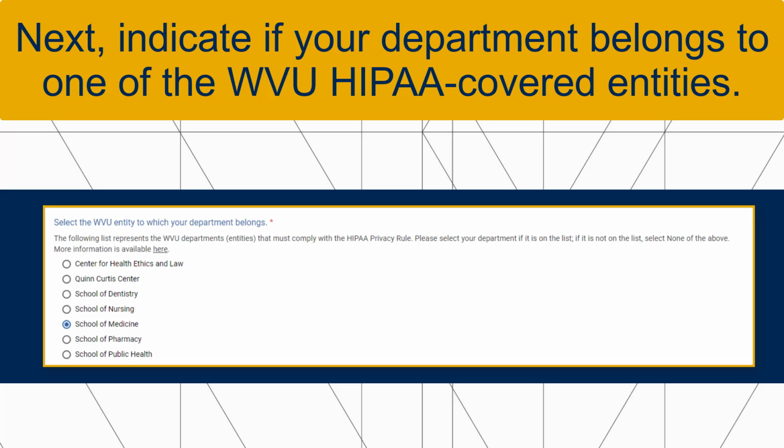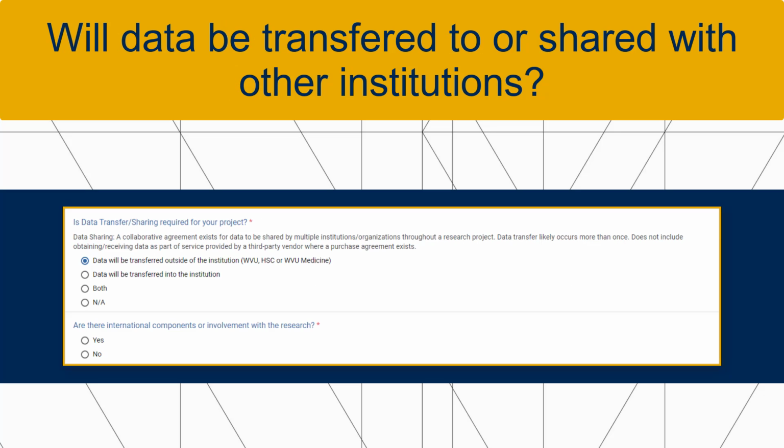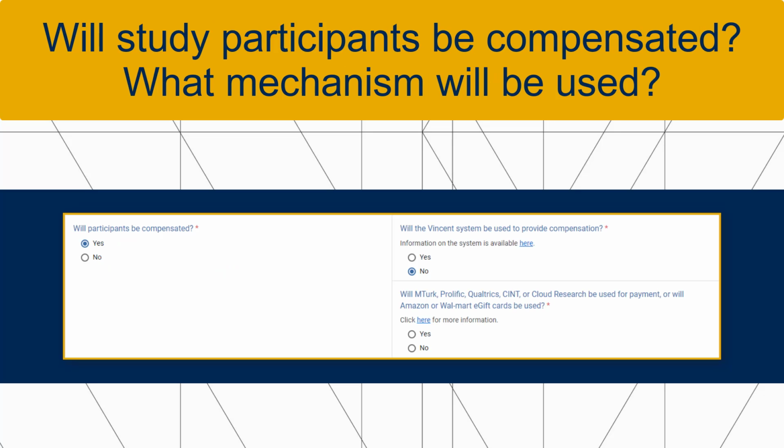In the next section, select your department if it belongs to one of the WVU HIPAA-covered entities. If your department is not listed, choose none of the above. You will need to specify whether data transfer or sharing will be part of the project activities and answer additional questions as needed. Will study participants be compensated? If yes, select the method of compensation that will be used. Additional approvals may be required.